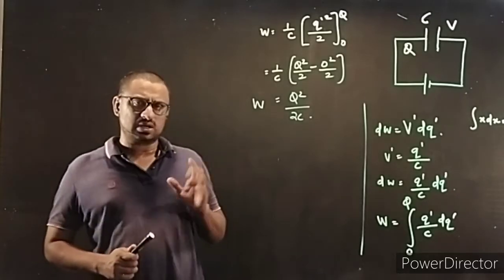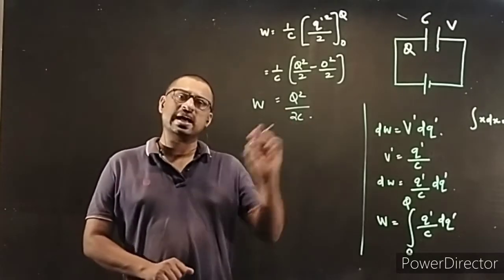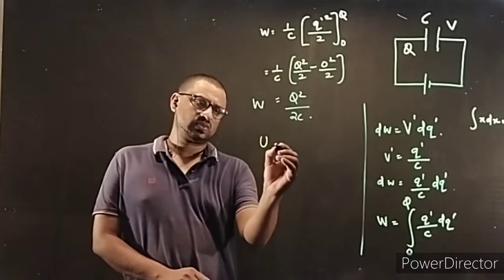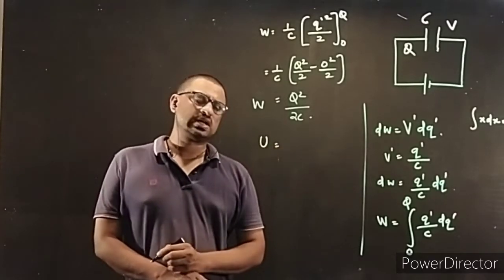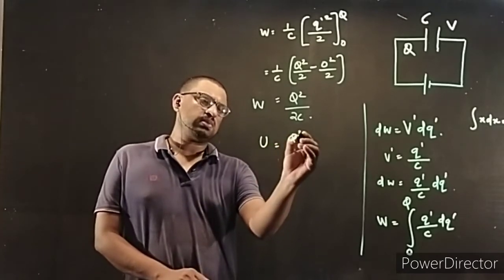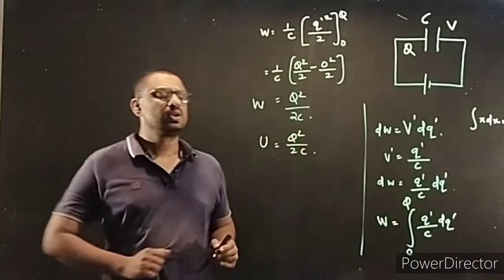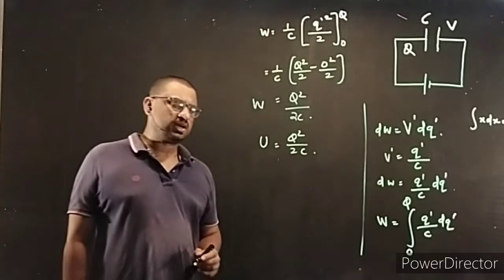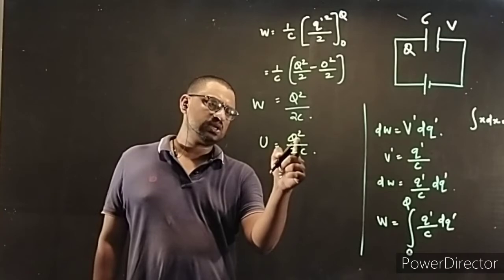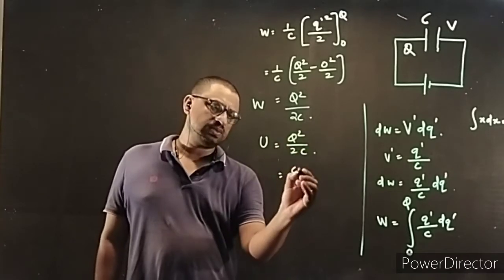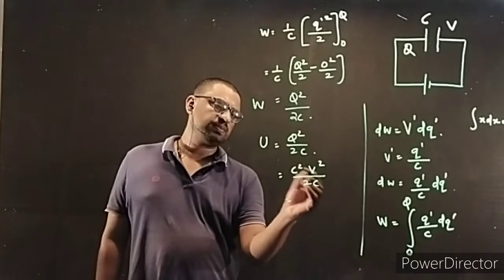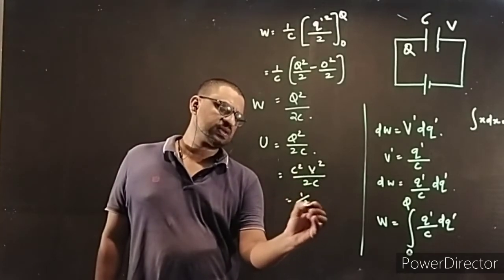And this work will be stored as the potential energy. So U will be equal to Q square by 2C. You can have different forms of the equation for it. Q is equal to CV, right? So it will be C square V square by 2C, so that will be half CV square.